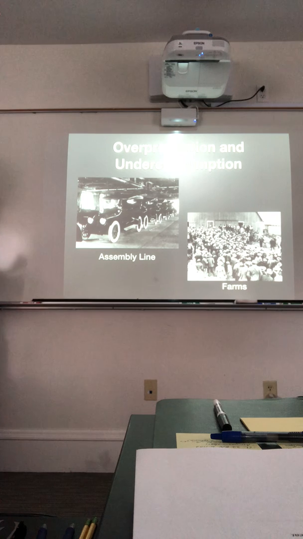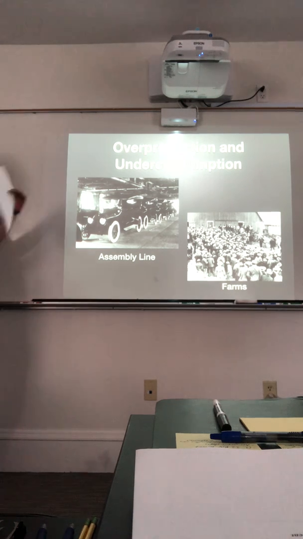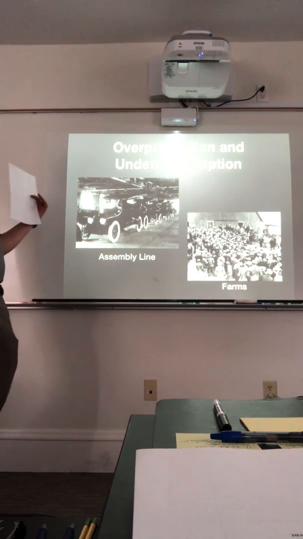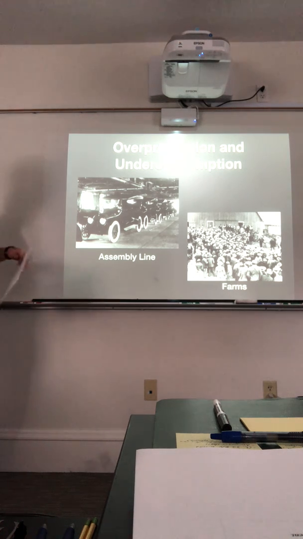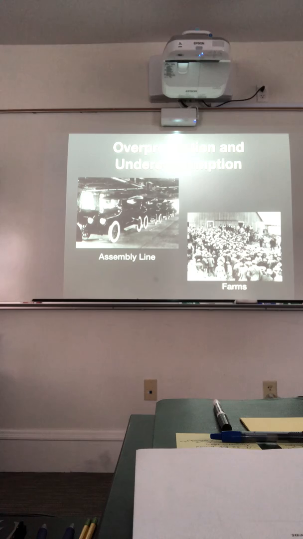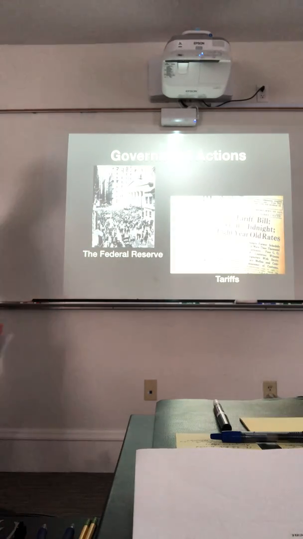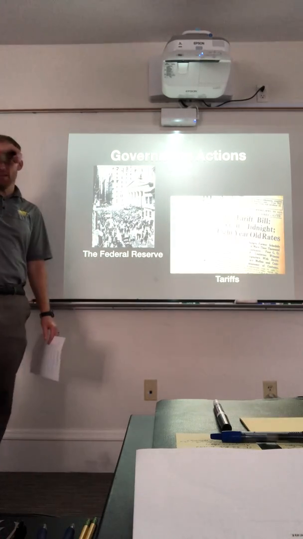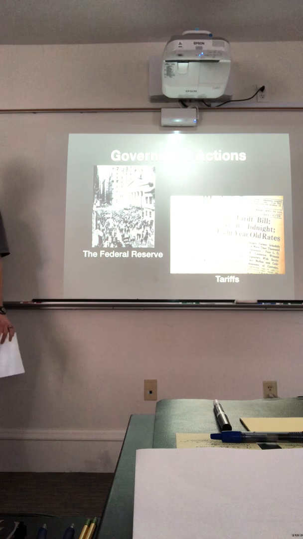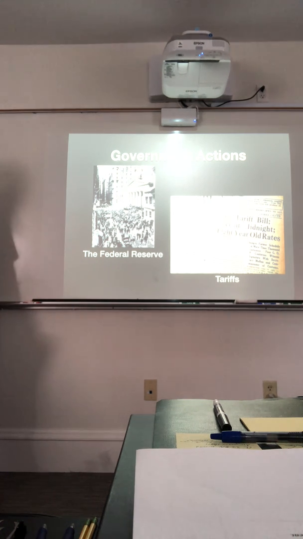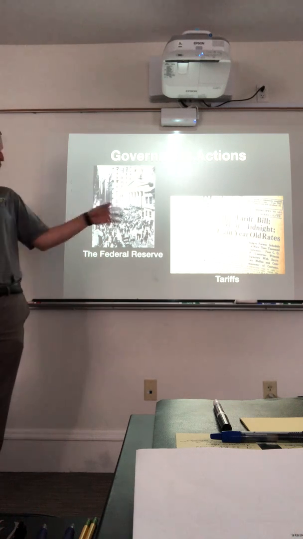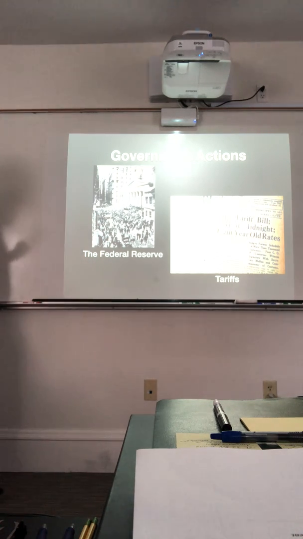All right, so between the assembly line and the farms, there's more products than we can buy, and at the same time, people aren't making enough money to buy things, so we have overproduction and underconsumption. All right, the fourth cause we're going to talk about is government action. The government ends up making things worse. And two topics we'll talk about: the Federal Reserve and the tariffs.